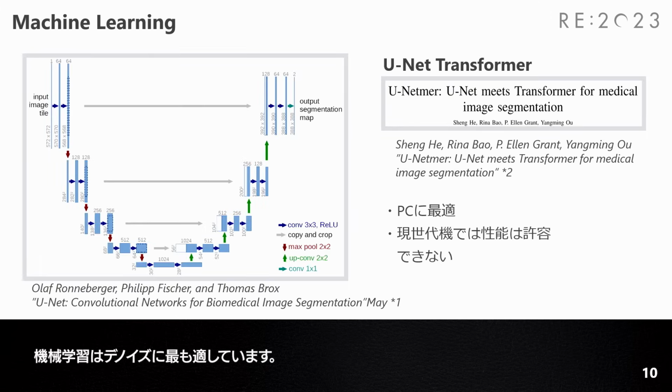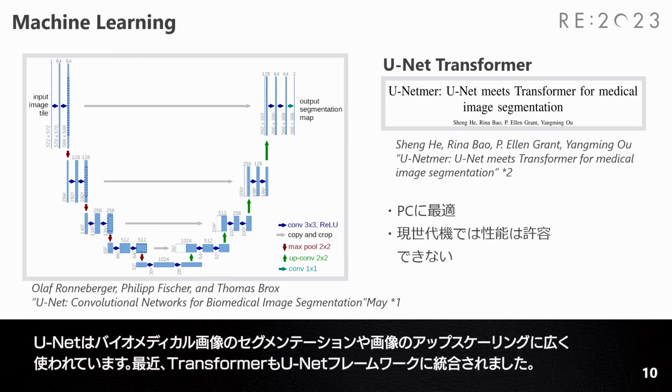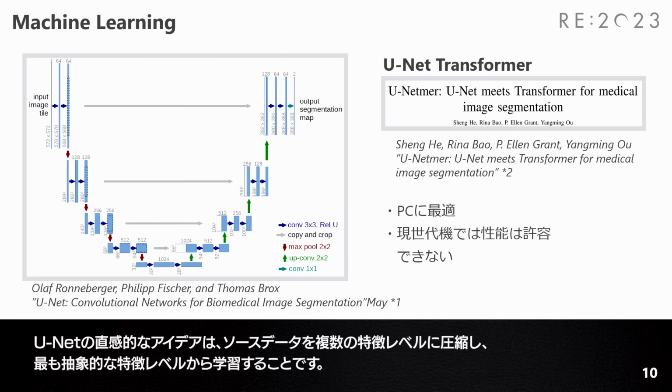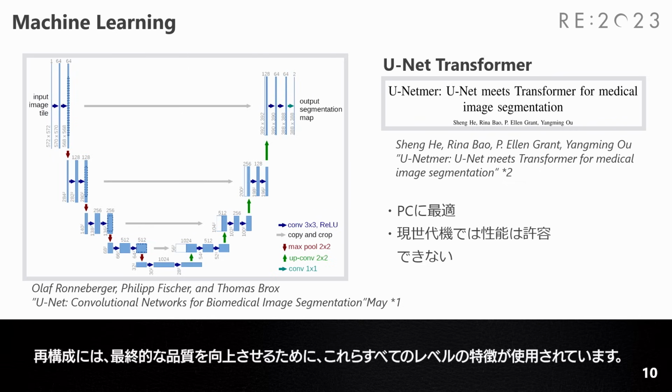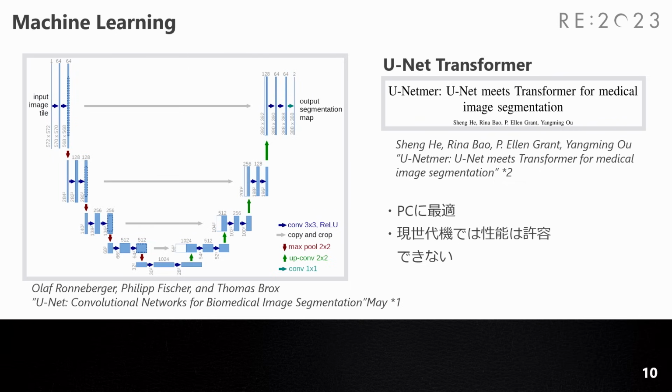Machine learning is the best fit for the denoiser. UNet is widely used in biomedical image segmentation and image upscaling. Recently, Transformer has also been integrated into the UNet framework. The intuitive idea for UNet is to compress the source data to multiple feature levels and learn from the most abstract level. For reconstruction, all these level features are used to improve the final quality.